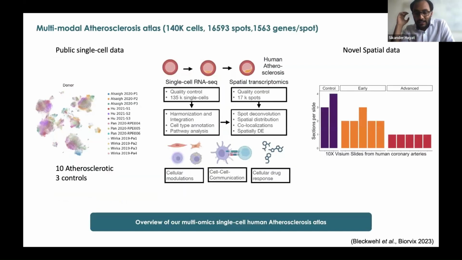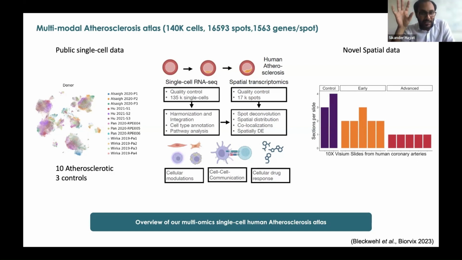Right. So coming right to the point here. We did mainly two things. We took all the publicly available data sets shown on the left-hand side, which is 10 human atherosclerosis samples and 3 controls. This is similar to work that we were inspired by from Professor Clint Miller's lab, where they have PlaqueView. On the right-hand side, we generated novel spatial transcriptomics data using 10x Visium, which has a 55 micrometer spot size. There we have roughly 12 samples with multiple sections per slide. We cover controls, early stage of atherosclerosis, and then advanced stage of atherosclerosis.